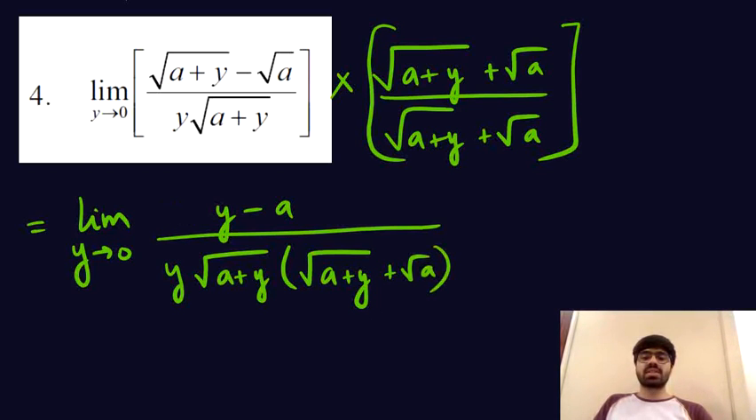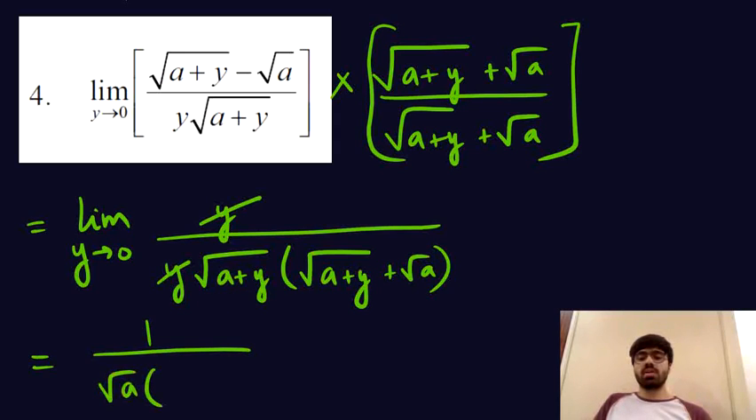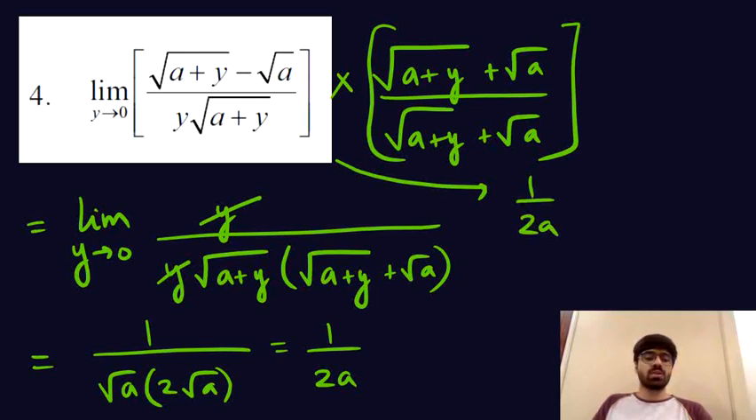So a minus a gets cancelled. You can cancel off this y and y in the numerator and denominator. And finally, when you put y equal to 0 to evaluate the full expression, you will have 1 upon root a plus y will be root a. Root a plus y will be root a. Root a plus root a will be 2 root a. So the final answer is 1 upon 2 root a, because root a into root a will be equal to a. So 1 upon 2 root a is the value of the fourth expression.